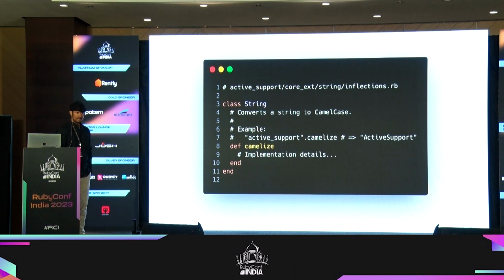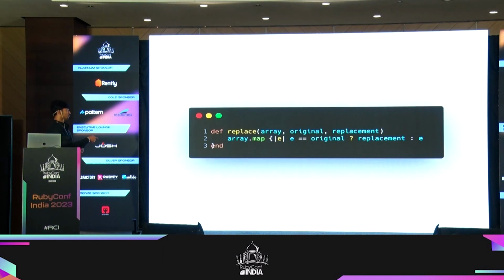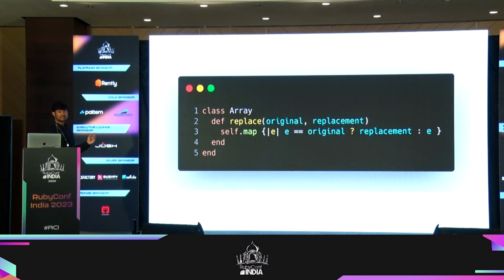Here the drawback I see is that the string class comes with a public contract. It says this is our definition, these are the list of methods we have. But what we did here is we have broken that contract and added some other methods. So let's see what the drawback could be. We have defined a replace method. It takes an array, the original, and the replacement element. So it will replace the original with the replacement element. What I think is this replace should be a part of the array class. So I will open the array class and add the method there.